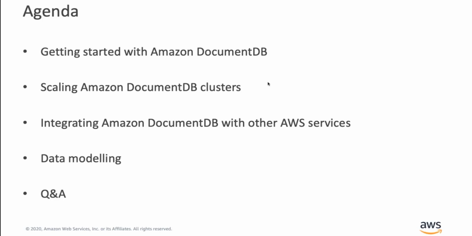Next, we'll move on to talking about how DocumentDB integrates with other AWS services such as Lambda, Aurora, Elasticsearch, Glue, and Athena. Last but not the least, we'll cover data modeling patterns and talk about some best practices when it comes to modeling your JSON data for DocumentDB. And then we'll wrap it up with questions and answers.